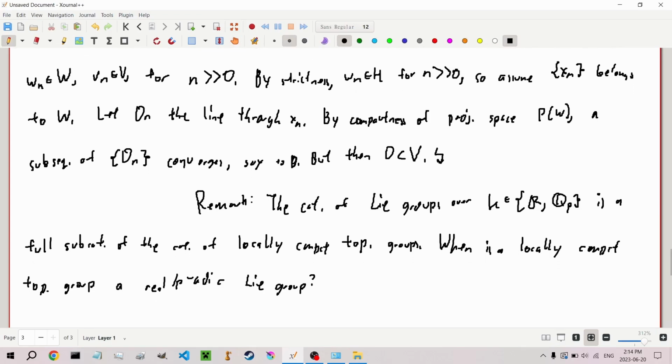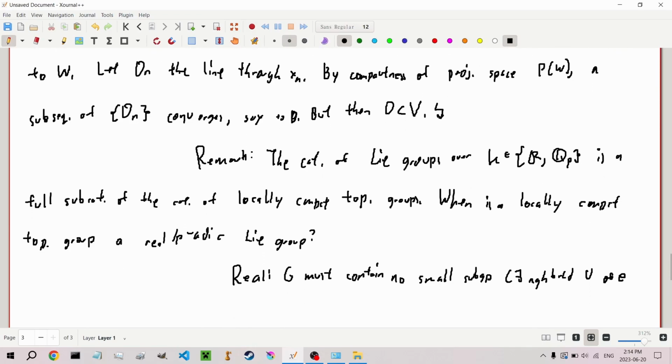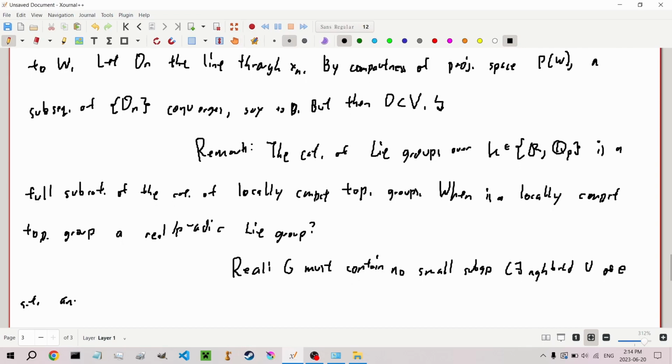And so we actually have answers for all these. In the real case, G must contain no small subgroup, which is saying there's a neighborhood U of the identity such that any subgroup of G contained in U is equal to just the identity itself. And that was by Gleason, Montgomery, Zippin, and Yamabe.